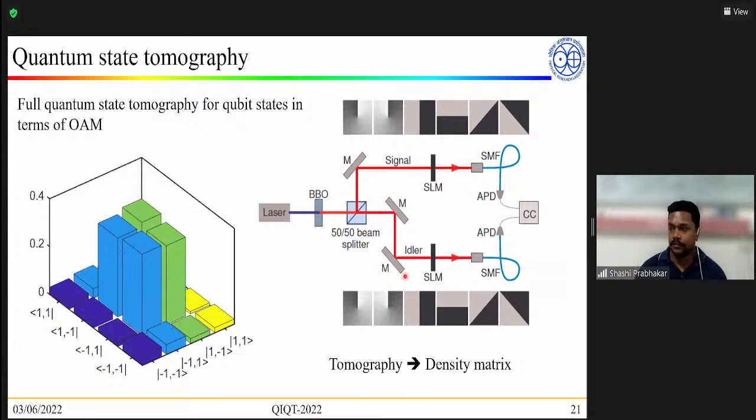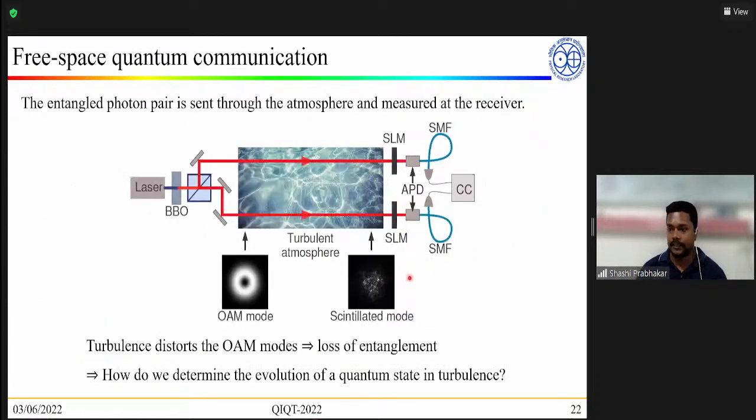With turbulence, what is going to happen? It's like this. So the OAM mode is getting scintillated, and what you get at the end is the loss of entanglement. So how do we actually determine how the state evolves in turbulence?